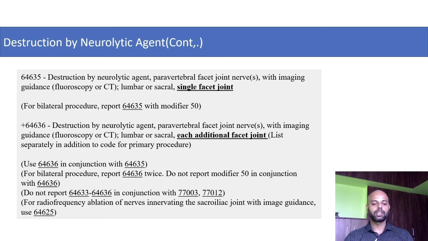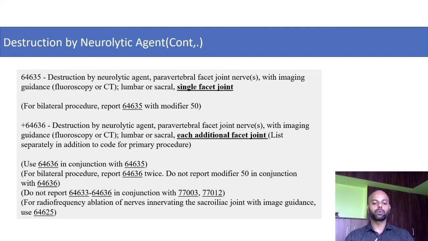And there are a few guidelines. Use 64636 in conjunction with 64635 because it's an add-on code. For bilateral procedure, report 64636 twice and do not add modifier 50 in conjunction with 64636 because it's an add-on code. Do not report 64633 to 64636 in conjunction with 77003 to 77012.